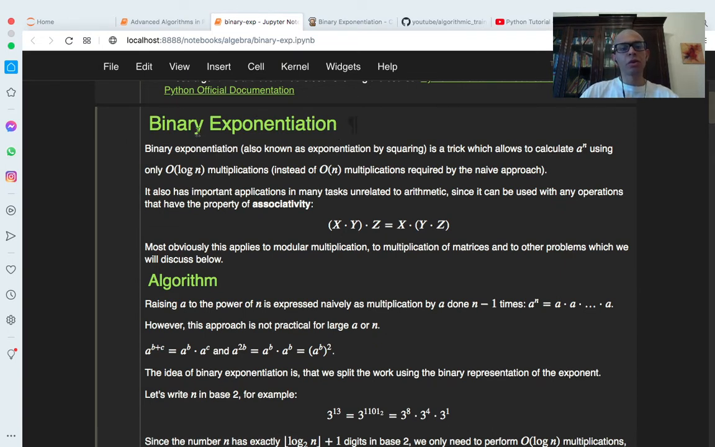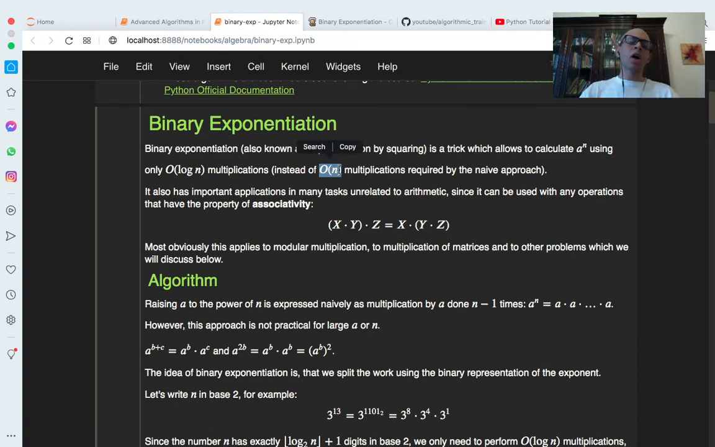So let's get going with our first algorithm and our first concepts. Here we want to do binary exponentiation. What it means is that we want to calculate the power a to the power of n. The traditional way, the naive approach, would be to multiply a n times, and that is O of n.